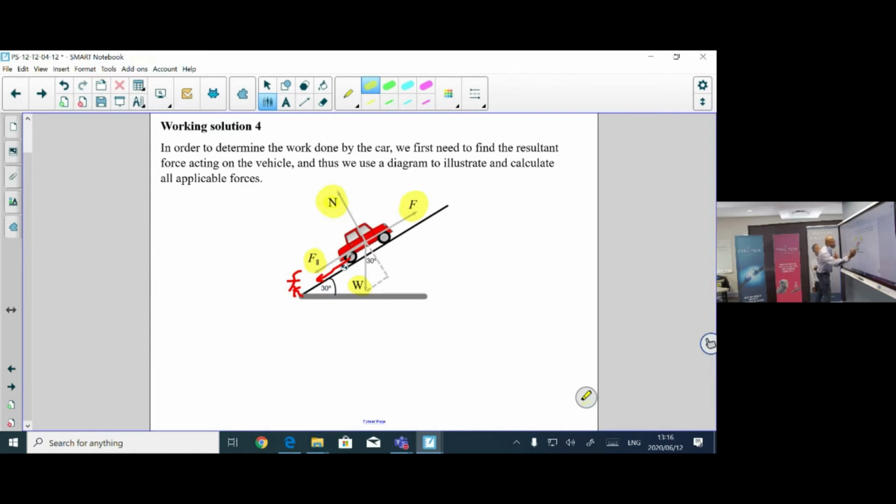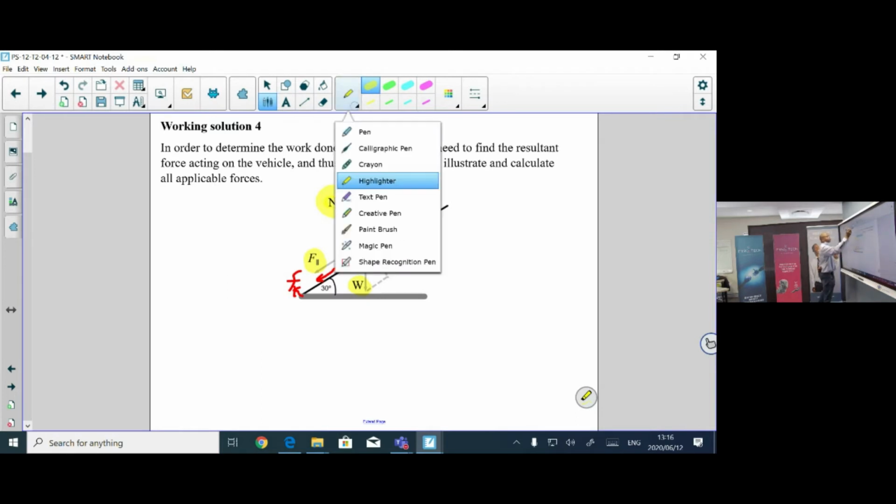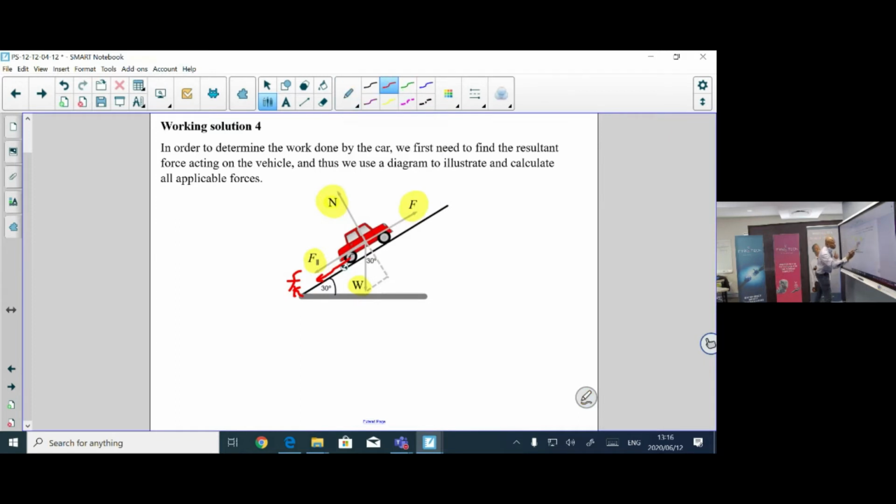We have F parallel, F perpendicular. Sorry, not parallel. That is F perpendicular. If you can just look at that, how are they coming up with this? I tried to explain to you yesterday how they came up with 30 degrees. Up here, we have this dotted line.